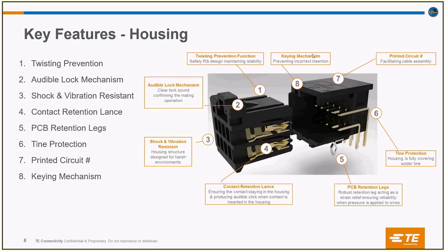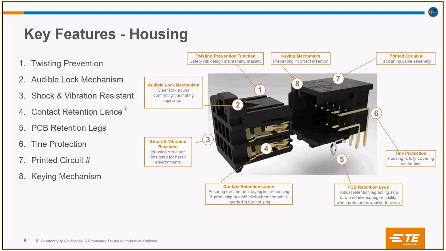Again, the keying mechanism, as I said, prevents incorrect insertion. Then we have the printed circuit and the tine protection. The housing is fully covering the shoulder tine. So if you see, these are the shoulders of pins which the housing is protecting. Then we have the PCB retention legs. Why are they helpful? They reduce the strain to the wires. When the PCB circuit is holding it and you're applying pressure, it will act as a strain relief to the wires without harming them. That is why the PCB retention legs are beneficial.